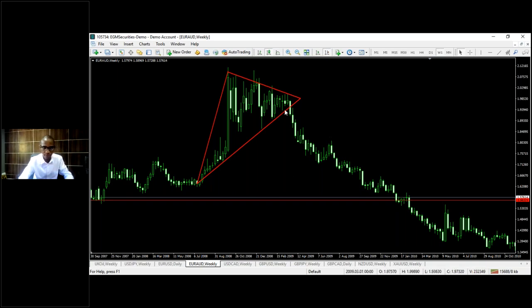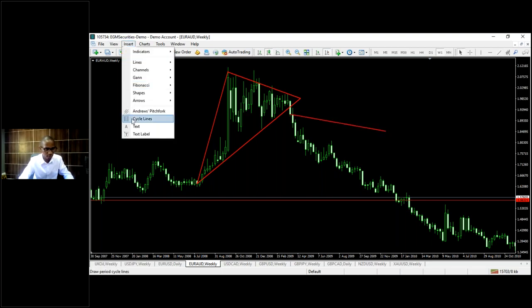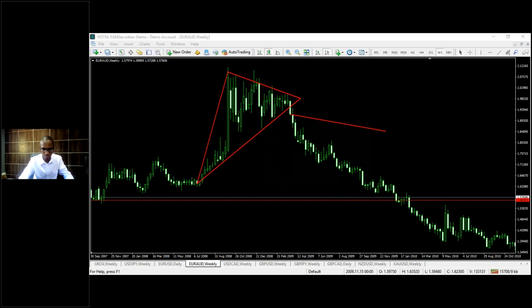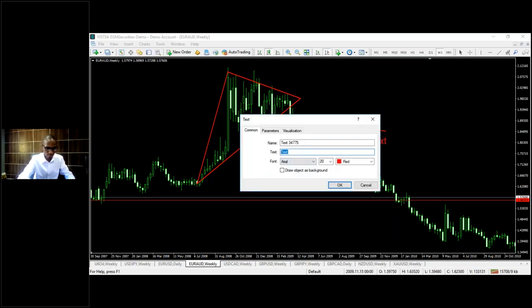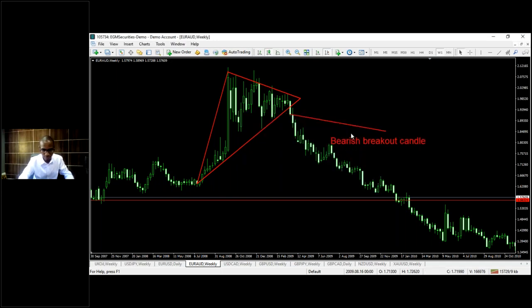And you see, at this point that I'm going to just illustrate, this was our breakout point. This bearish candlestick was our breakout. I'm just going to indicate this using some text. This is our bearish breakout candle. But after this bearish breakout candle formed at this point, this wasn't enough proof or confirmation for us to enter into a sell position based on this breakout on this triangle.